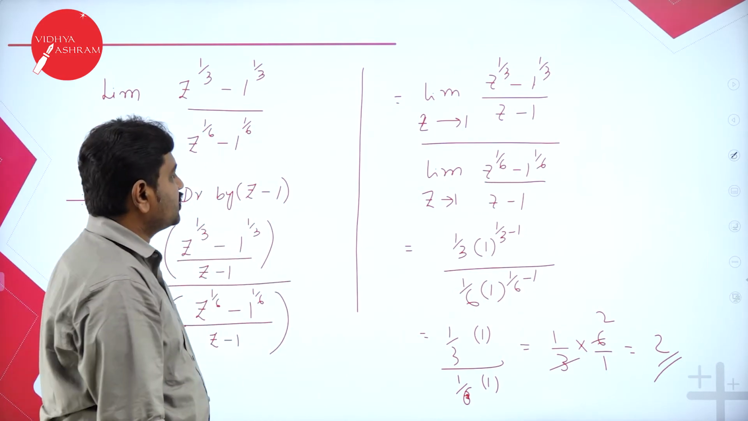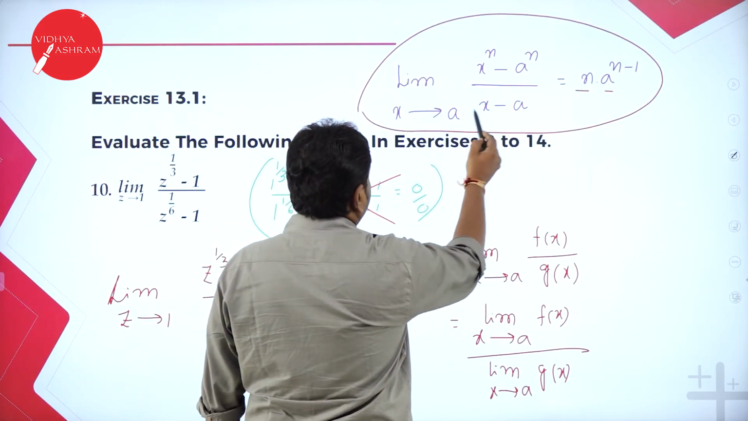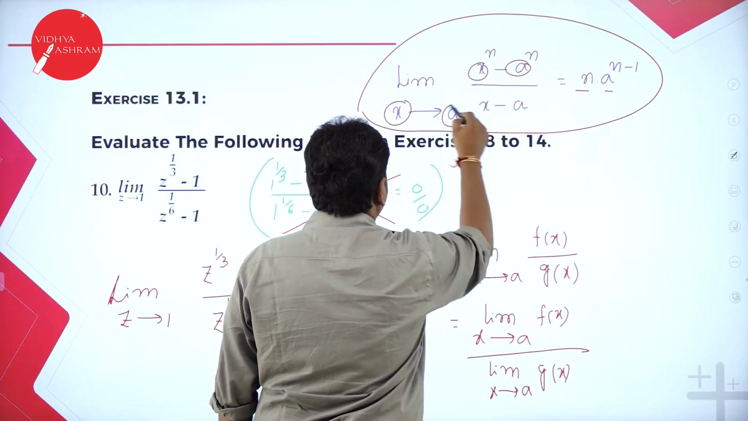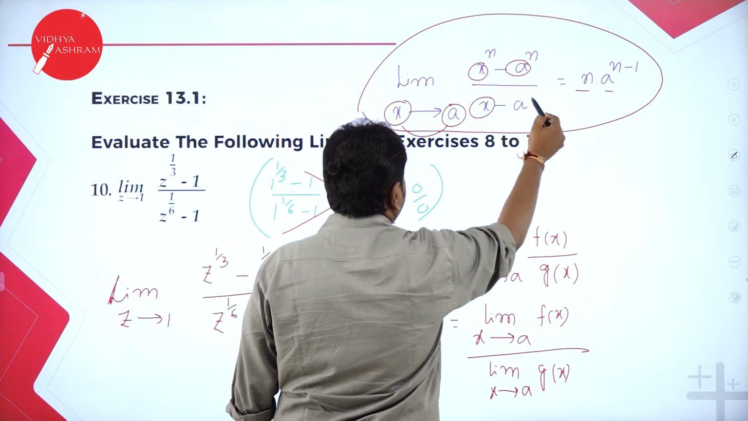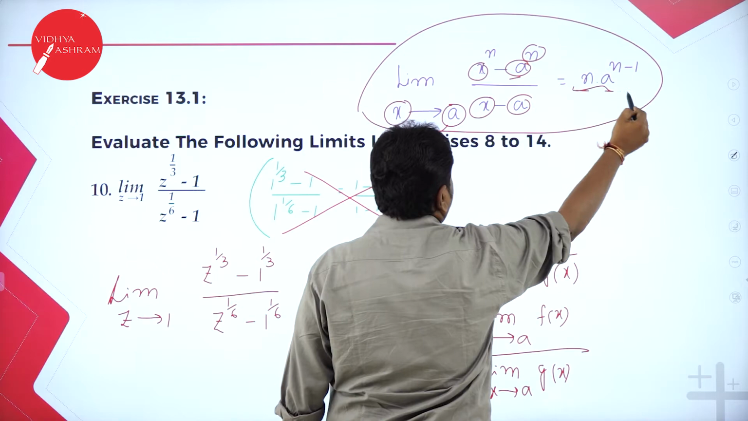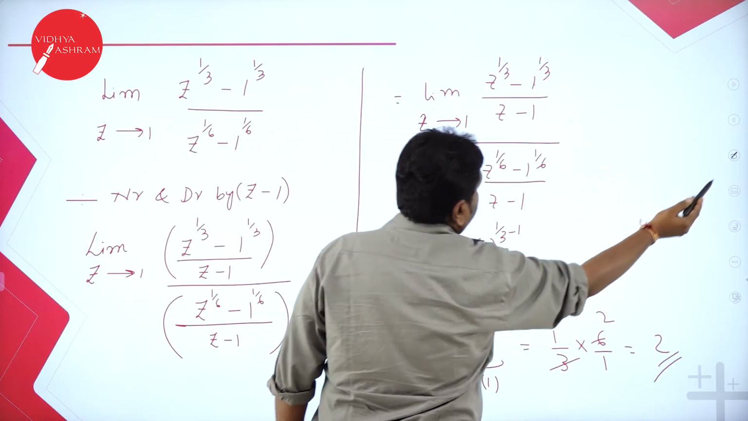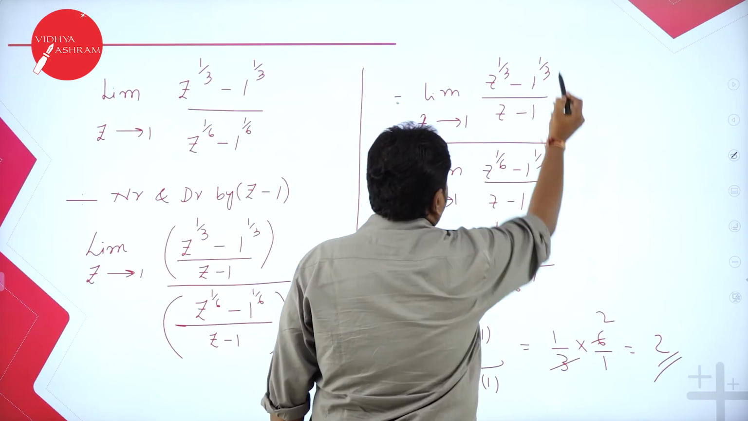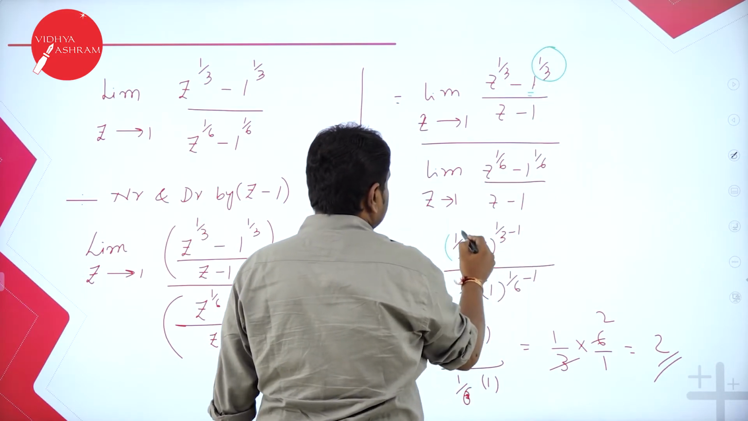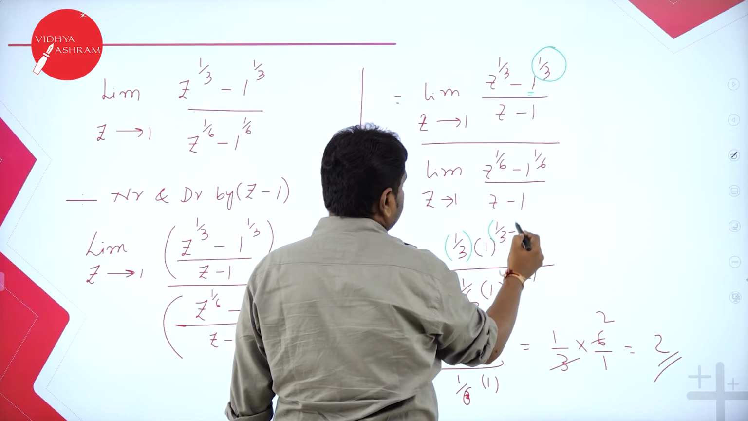But we always target this form: limit x tends to a, x power n minus a power n by x minus a. If these three are the same, then the answer is n into a power n minus 1. So here in the place of n, I have 1 by 3, and in the place of a, I have 1. So n into a power n minus 1 means 1 by 3 into 1 power 1 by 3 minus 1.